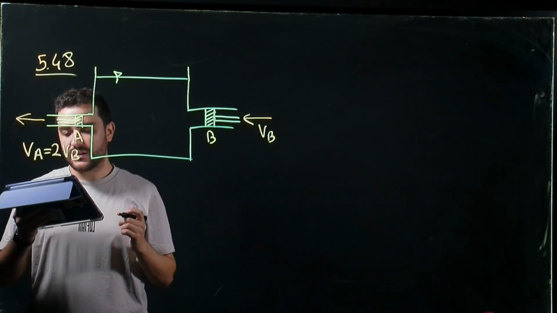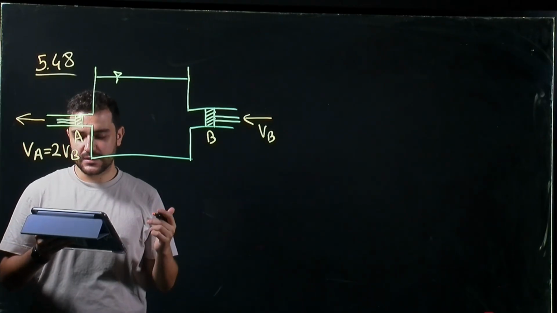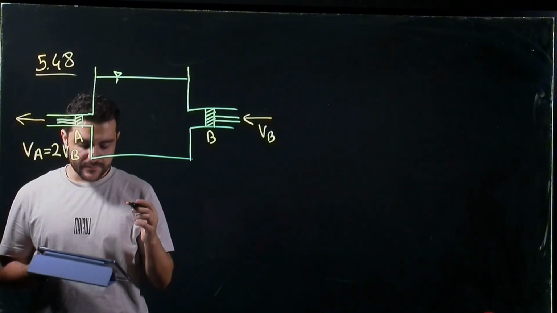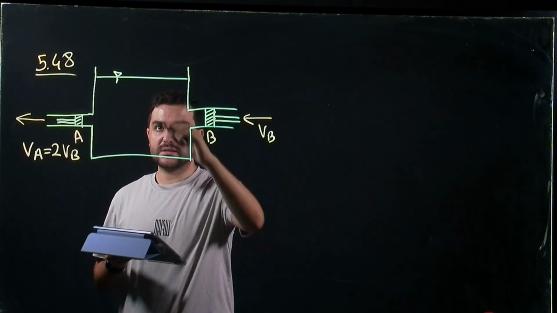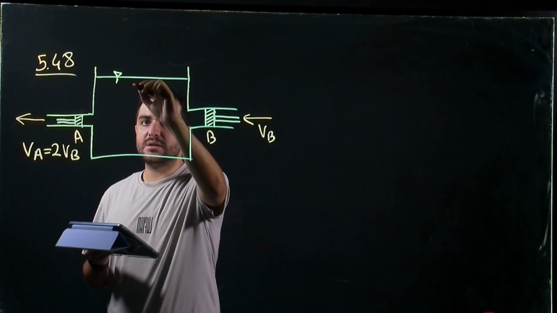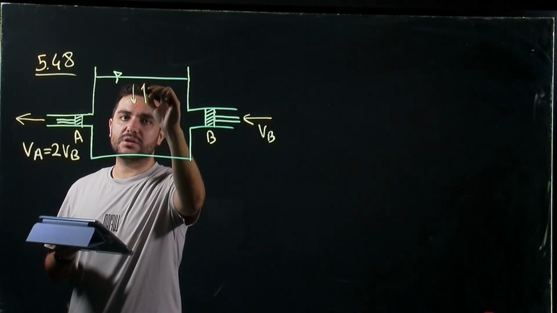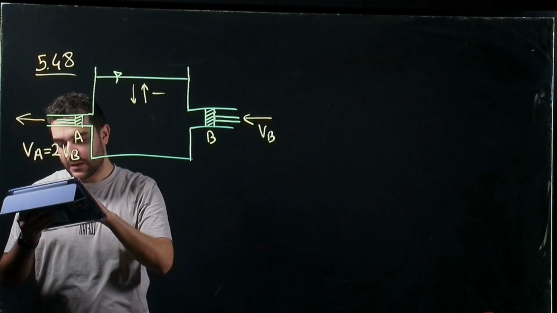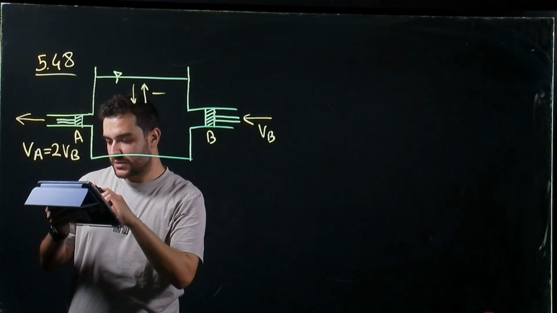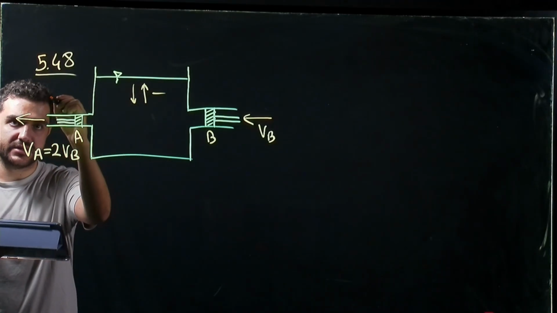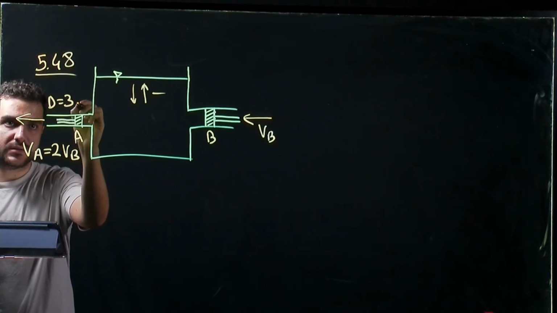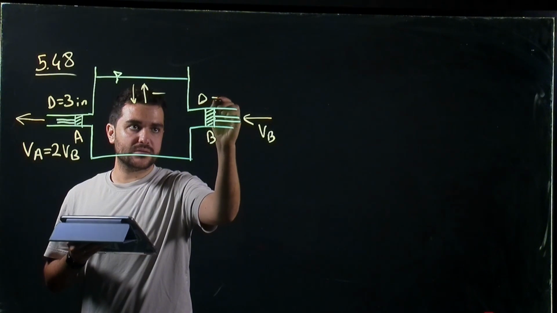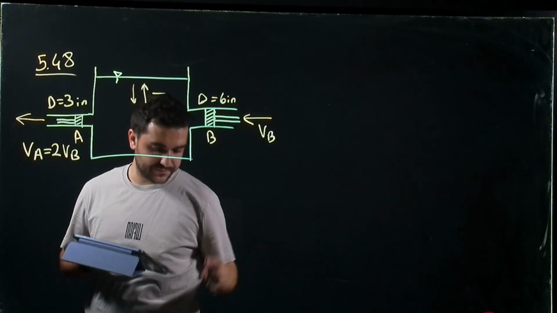So is the water level in the tank rising, not moving up or down, or falling? So we need to find if this water level is going down, going up, or stays at the same level. The diameter here is 3 inch, and the diameter here is 6 inch.